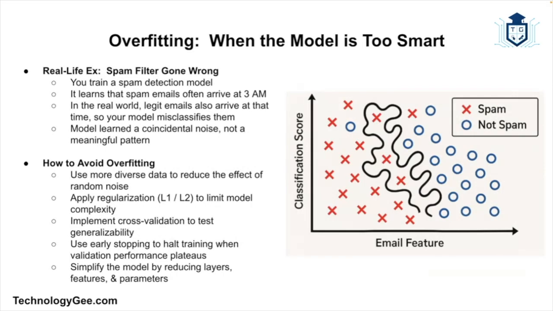So here's a real life example to make all this make sense. Let's say you're building a model to identify spam emails. You train it on thousands of messages, but your data set includes a weird pattern. Some spam messages are always sent at 3 o'clock in the morning. So your model learns that if it's 3 a.m., then it must be spam. Now, what's the problem? In the real world, lots of legit emails are sent at 3 in the morning, but your model has been trained on noise and not real patterns.